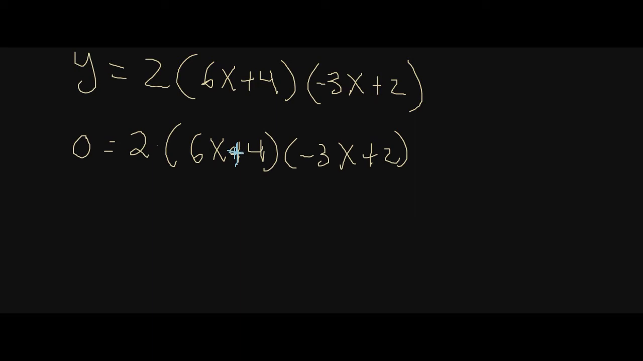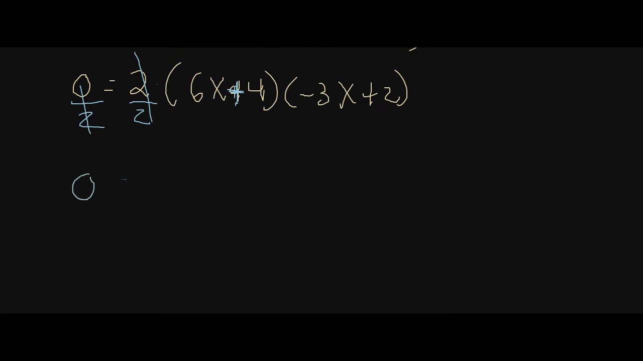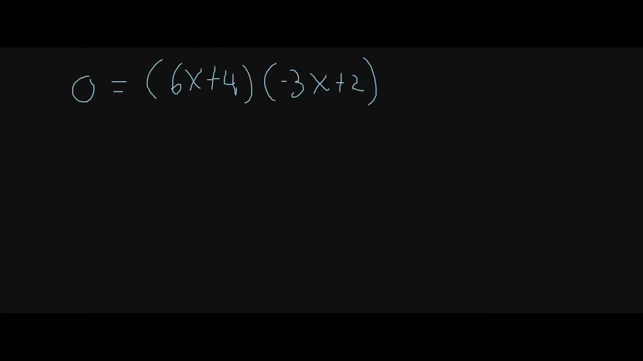How does this 2 affect things? Well, let's just divide by 2 and get rid of it. 2 divided by 2 is 1, and 0 divided by 2 is just 0. So that dilation doesn't affect our equation at all. And we're going to get 6x plus 4 times negative 3x plus 2. Now we set both of them equal to 0, and then we just solve. 0 equals 6x plus 4, and 0 equals negative 3x plus 2.